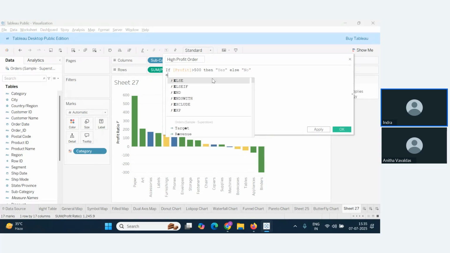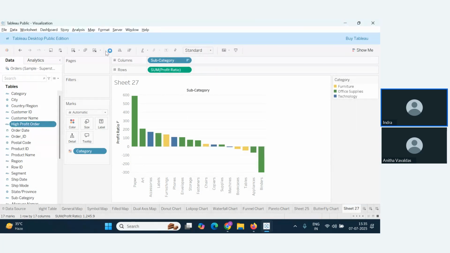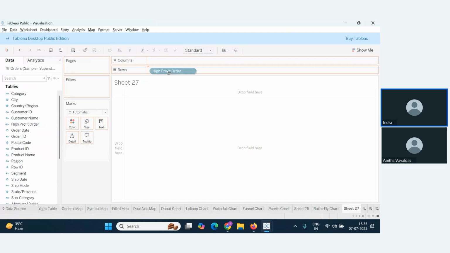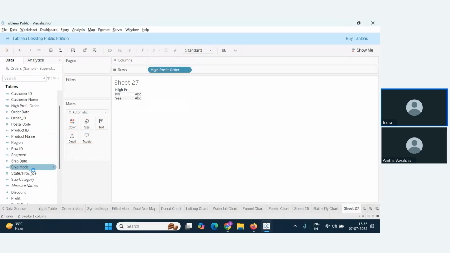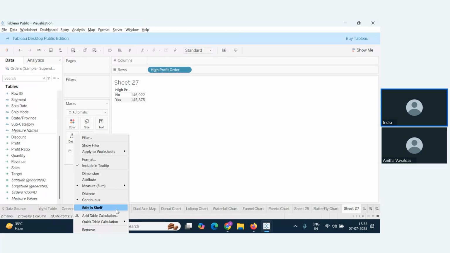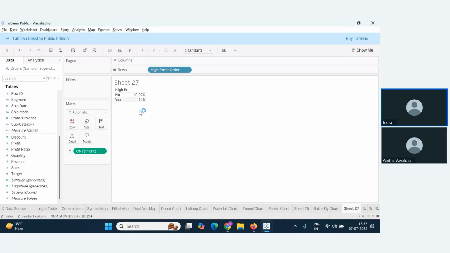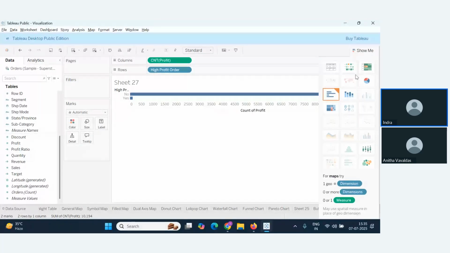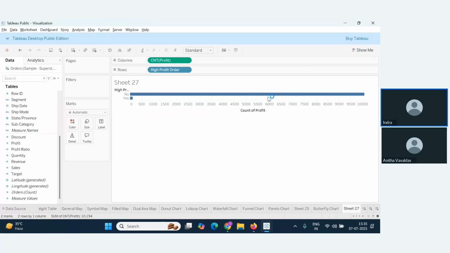Okay, and this and end. Click on apply and okay. Let me clean this window. High profit order, and let's take the profit here. For this, let me go to count. So we have 118 orders which are high profit orders. Okay, and the remaining are falling under no, means less than 500. Clear?